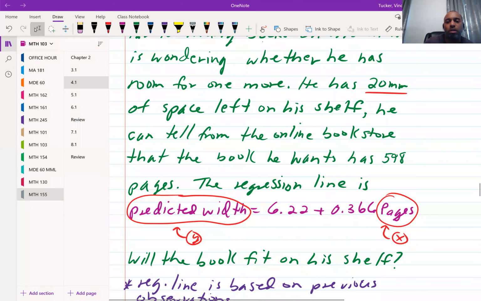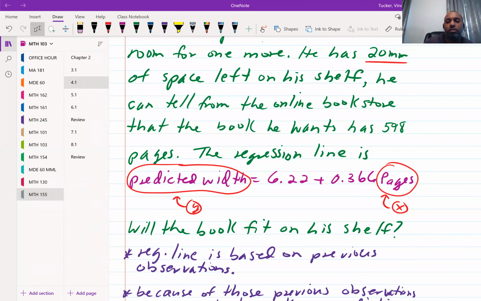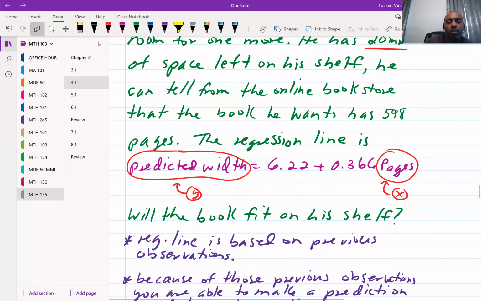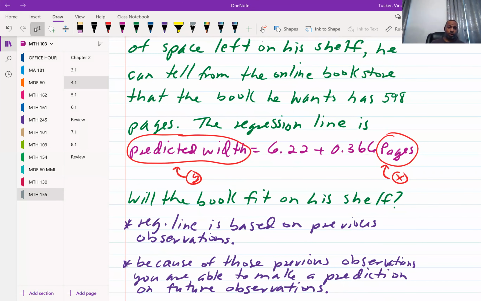All right, can I scroll up? So I wrote some statements about the regression line so we understand where it comes from. The regression line is based on previous observations. And because of those previous observations, you are able to make a prediction on future observations.